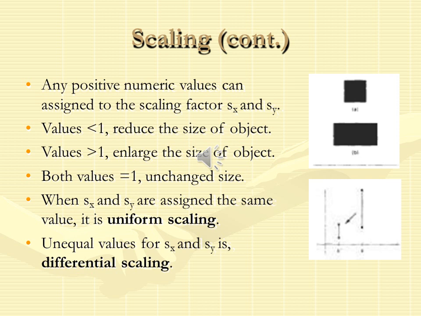If we provide values less than 1 to the scaling factor s, then we can reduce the size of the object. And if we provide values greater than 1, then we can increase the size of the object. And so here, when sx and sy are assigned the same value, it is uniform scaling, and the unequal values for sx and sy.